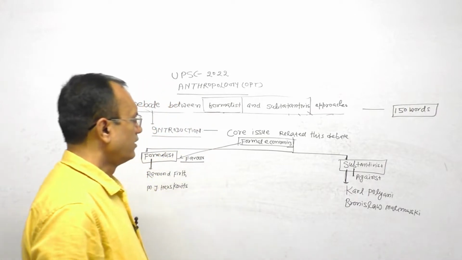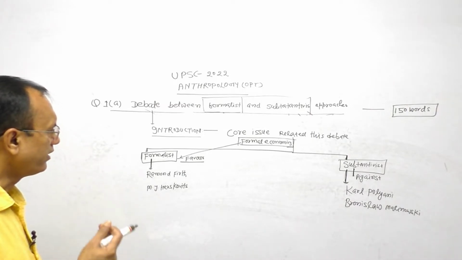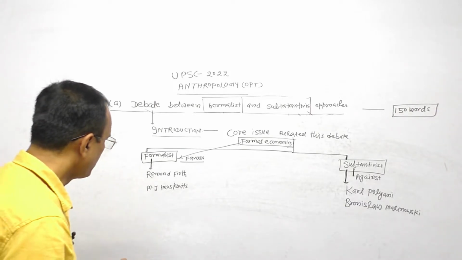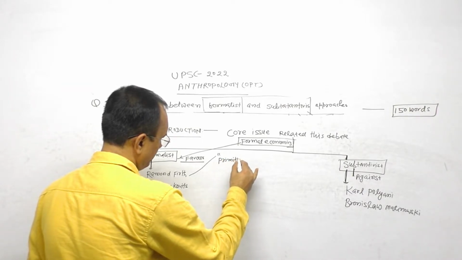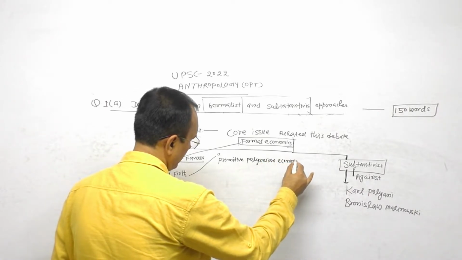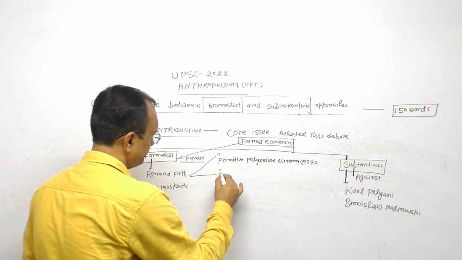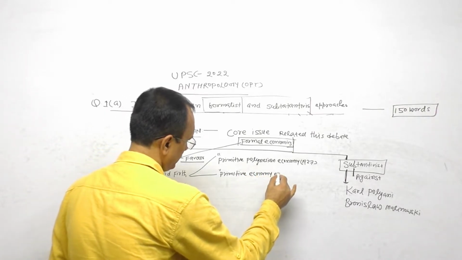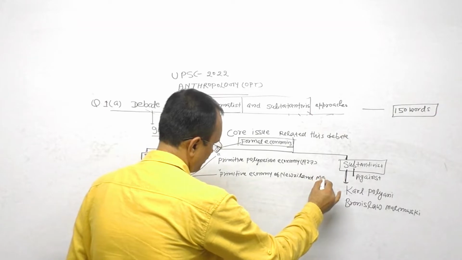Right? So when you write the names of those founders, if you remember their work in which they postulated that theory, then you have to mention it. For example, Raymond Firth in his famous work Primitive Polynesian Economy, and second, Primitive Economy of New Zealand Maoris.